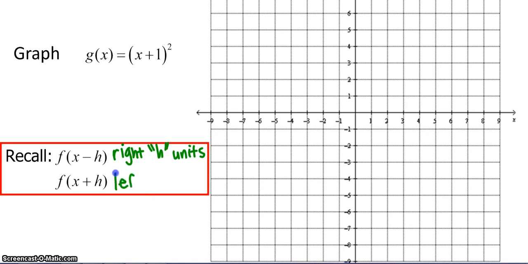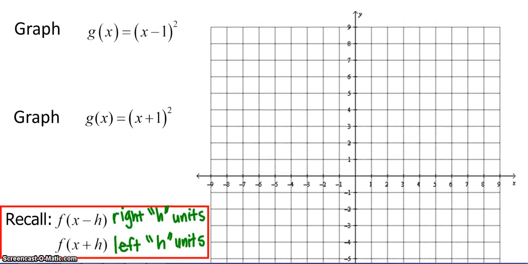So hopefully you have this down, because we're going to continue to use this not only in Algebra 1 but in Algebra 2. And if you decide to take higher level math, this will definitely be used in higher level math as well, college algebra, pre-calculus, and calculus. So when we subtract h inside the function, we go right h units. And if we add h inside the function, we go left h units.